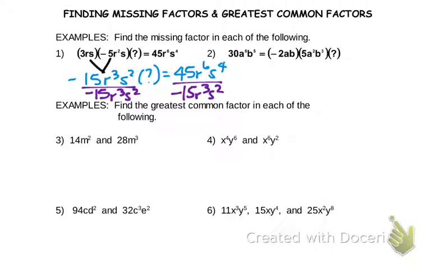So divide the numbers, or you can just simplify if you need to. So then getting those two together, I end up with a negative 3. The answer comes out here: negative 3r to the third s to the second power. That is your missing factor there.